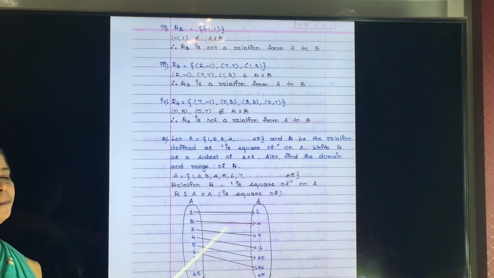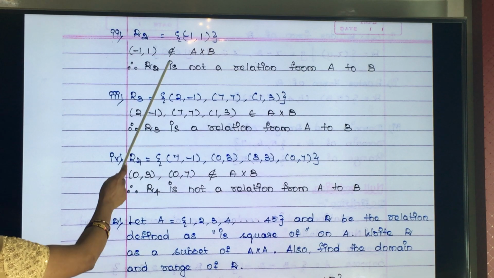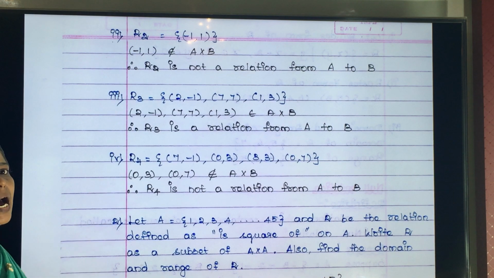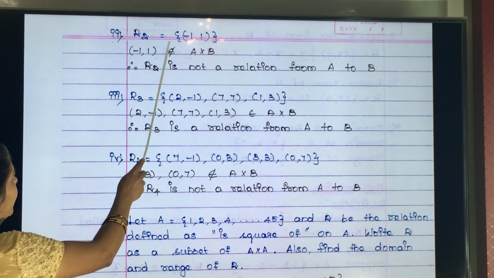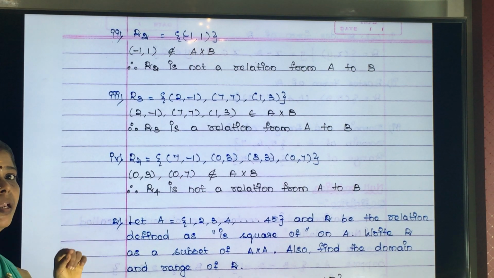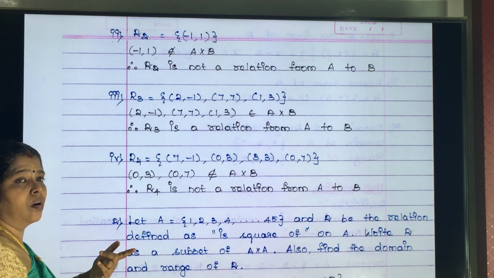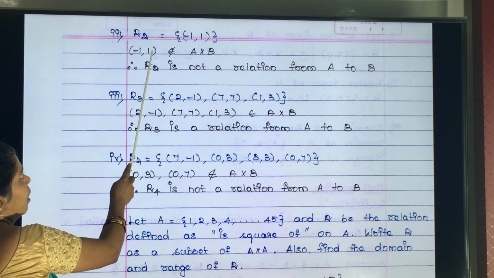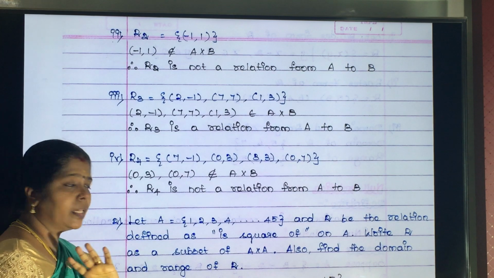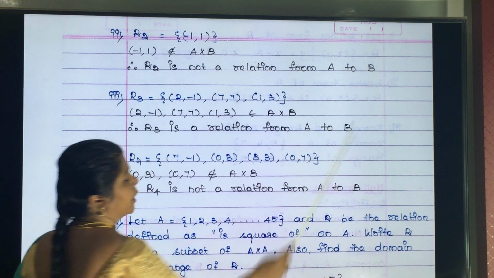R2. Now come down. Yes. (-1,1). This is the ordered pair given in the set R2. Okay. Again, you have to check whether (-1,1) is available in A cross B. You have to find out. If you check in A cross B, this is not found. (-1,1) is not found in A cross B. (-1,1) வந்து A cross Bல இல்ல. So we say R2 is not a relation from A to B.